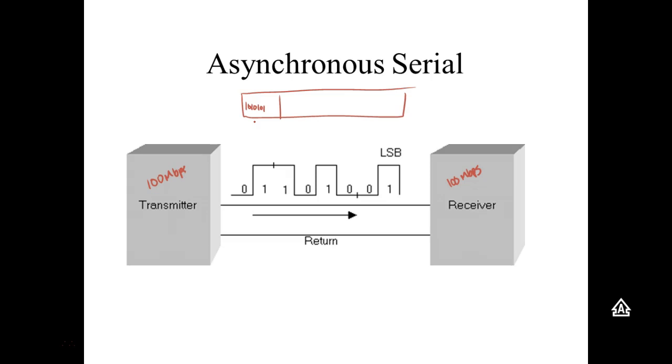USB uses asynchronous. Serial ATA is asynchronous. And what this does is it saves wire. Because you have to have stuff inside the packet anyway, so why not just sacrifice a few bits to get the receiver in sync with the transmitter? Does this make sense? So USB is an asynchronous serial bus.